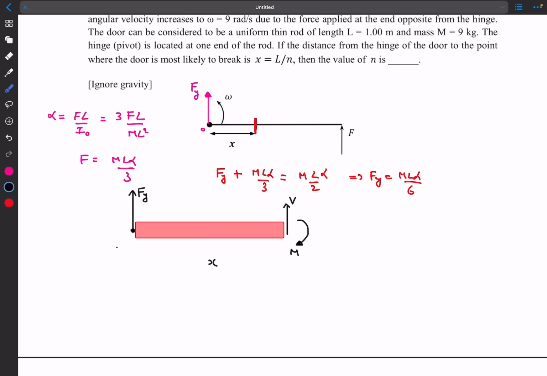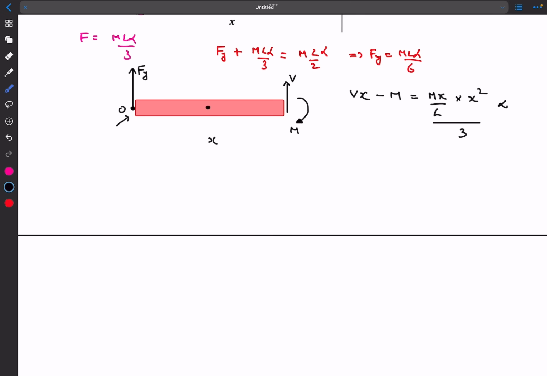Now we can apply once again tau equals I alpha about the hinge O. The torque due to the shear force will be V multiplied by x, and the bending moment is bending it in the clockwise sense, so we'll put a negative M sign because V is trying to bend it in the counterclockwise sense, right? Now this is equal to the moment of inertia about O, which would be (m x by L), the mass of this x part, times x squared divided by 3, multiplied by alpha.